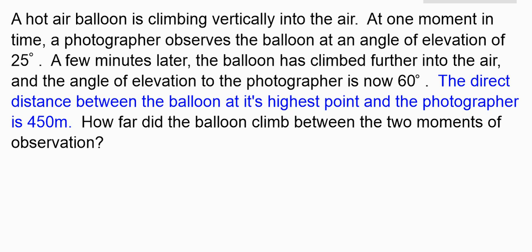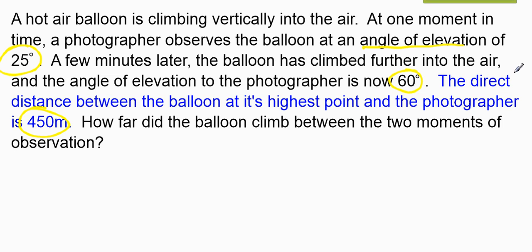A hot air balloon is climbing vertically in the air. At one moment in time, a photographer observes the balloon at an angle of elevation of 25 degrees. A few minutes later, the balloon has climbed further into the air and the angle of elevation is now 60 degrees. The direct distance between the balloon at its highest point and the photographer is 450 meters. How far did the balloon climb between the two moments of observation?